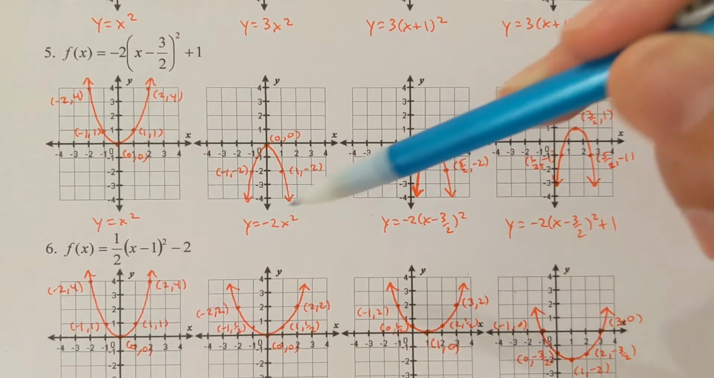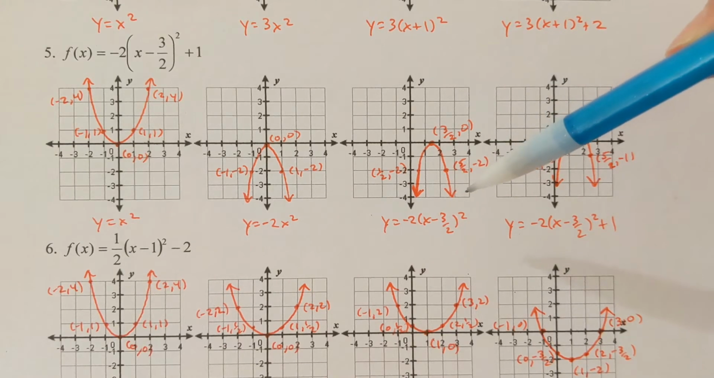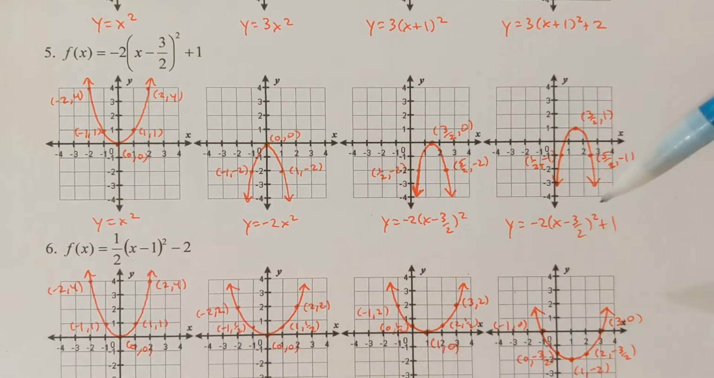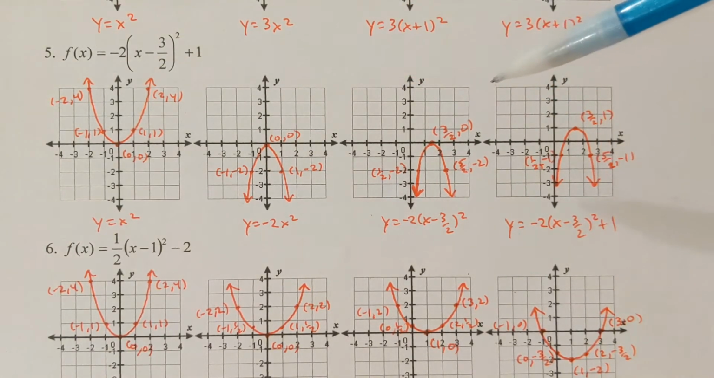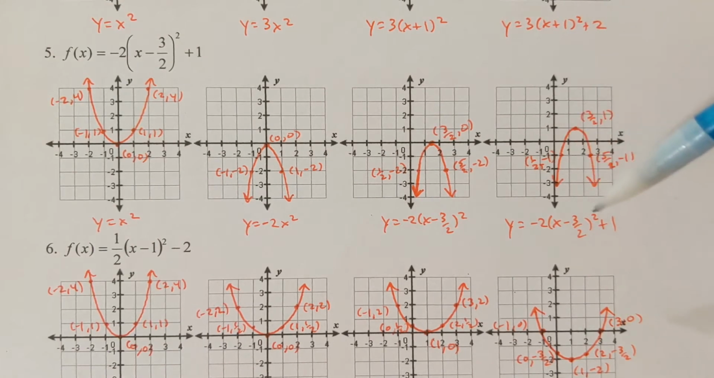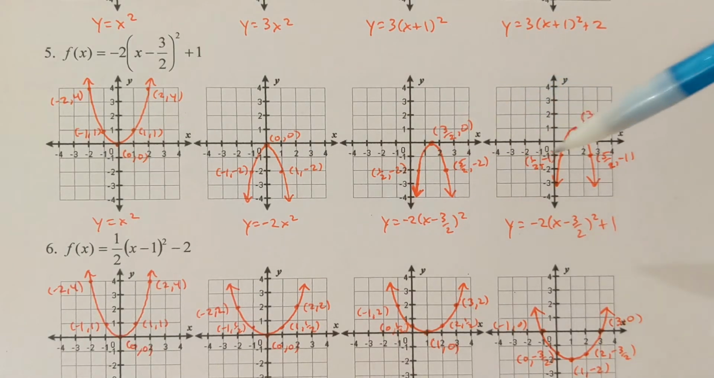The general shape of the parabola is going to be the same, and I'll be looking at a parabola that's facing down. The last function is the same as the original: y equals negative 2 times (x minus 3 halves) squared plus 1. The plus 1 means I need to shift the previous graph up 1 unit. So (3 halves, 1) is on the graph, (5 halves, negative 1), and (1 half, negative 1) are on the graph.